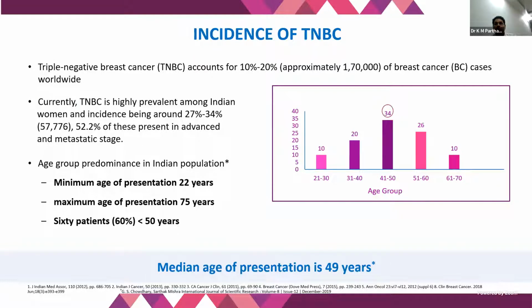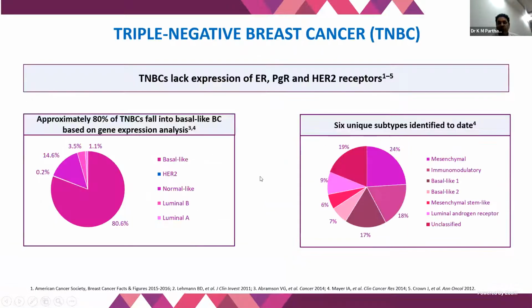And what about the incidence? Triple negative breast cancer accounts for around 20% of the breast cancers worldwide. And in India, the minimum age of presentation is 22 years, the maximum age of presentation is 75 years, and 60% of the patients are below 50 years. And you all know that among triple negative, there are 6 or 7 subtypes: basal-like 1, basal-like 2, immunomodulatory, mesenchymal, luminal androgen receptor, and unclassified.